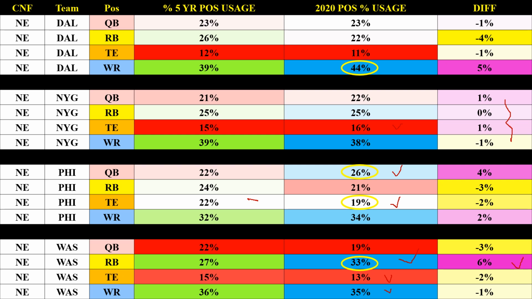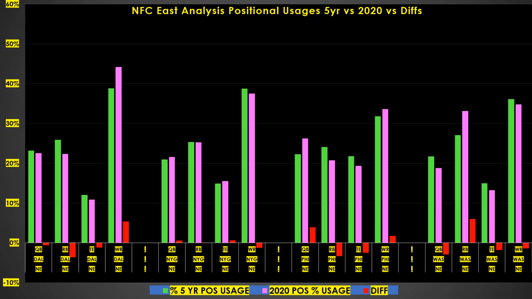Okay, so that's a look at the charts here. Here's the visual looking at the 5 years: green, 2020 was purple, and then the red is the differences. Dallas increased their wide receivers. Philadelphia went high in QB and wide receivers, and Washington really brought home their running backs. Nothing makes me believe that some of these trends won't continue in the conference games.